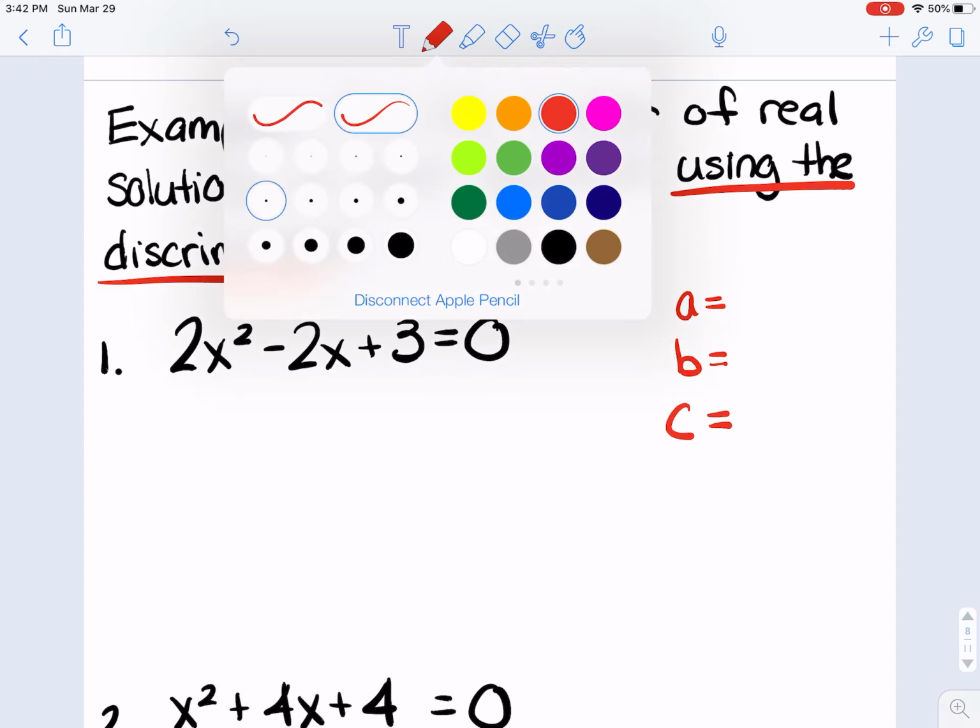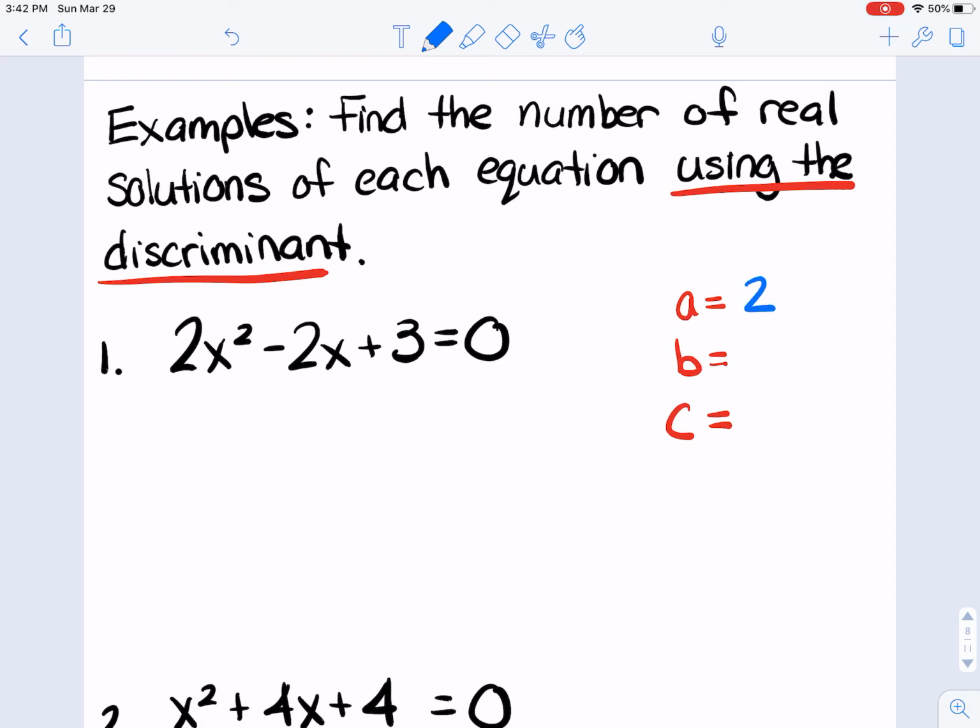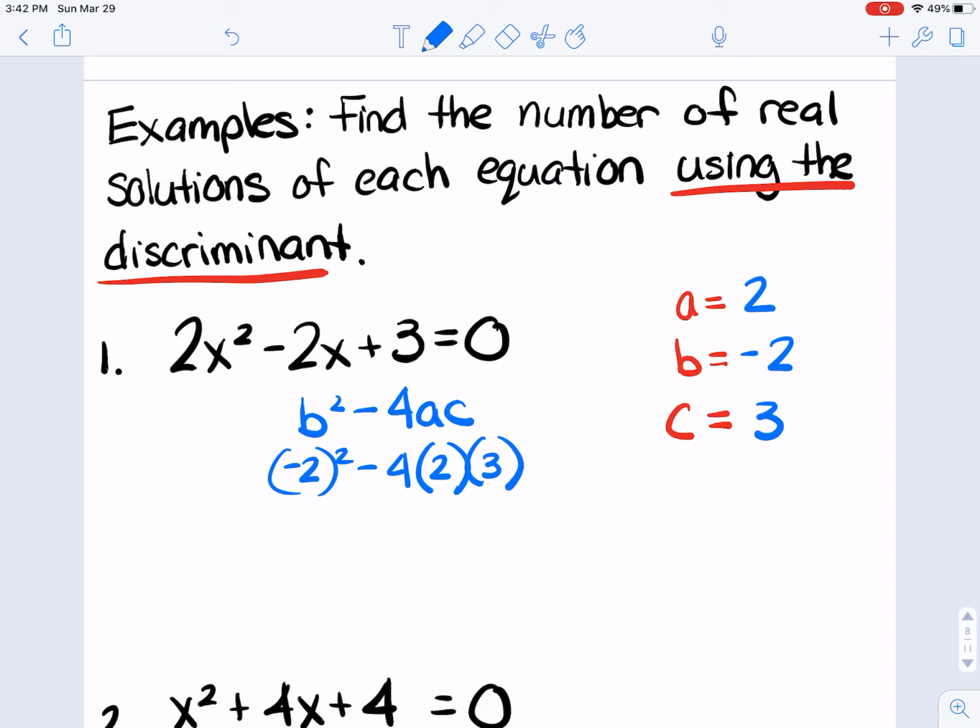So in this first equation, a is 2, b is negative 2, and 3 is c. And again, I am just filling it into b squared minus 4ac. So b is negative 2. Make sure you pay attention to your negative signs. A is 2, and c is 3. So I have 4 minus 8 times 3 is 24. This gives me negative 20.